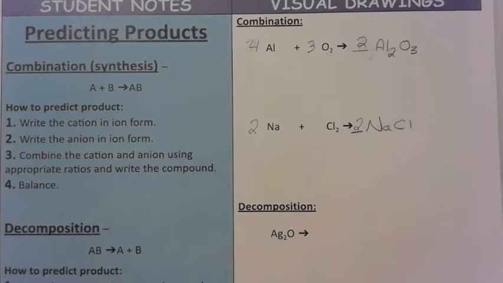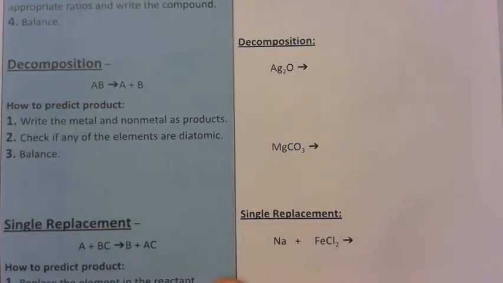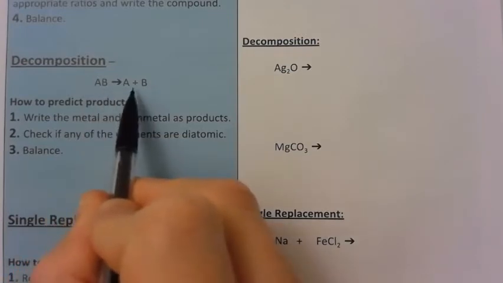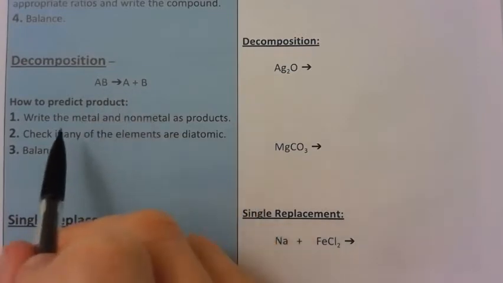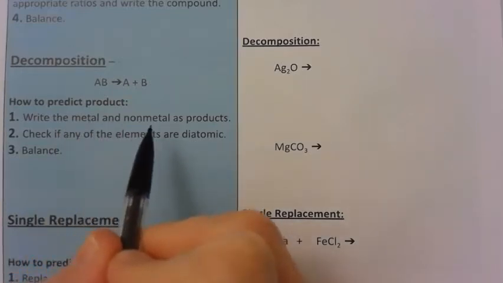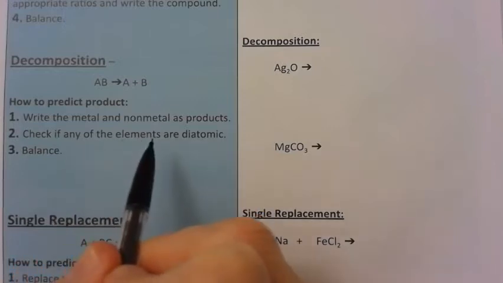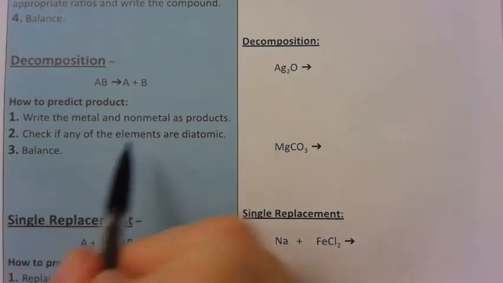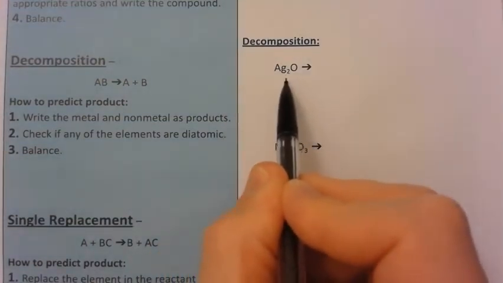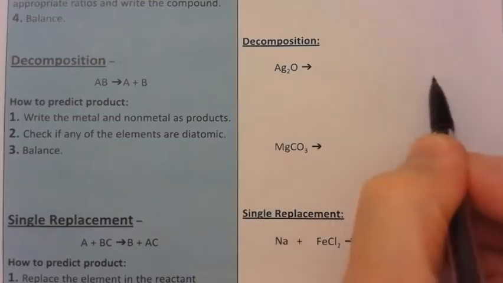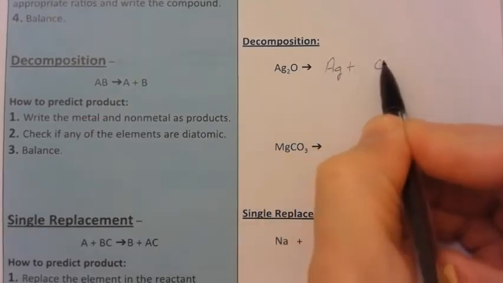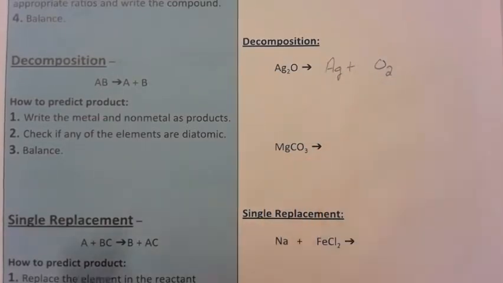Okay, if we talk about decomposition, again, this is the breaking down of one reactant into multiple products. What we're going to do is write the metal and nonmetal as elemental products, checking to see if any of the elements are diatomic, and then balance. If we look at this first reactant, we've got silver(I) oxide, or just silver oxide, and the elements that it's going to break down and produce are silver and oxygen, remembering that oxygen is a diatomic element.